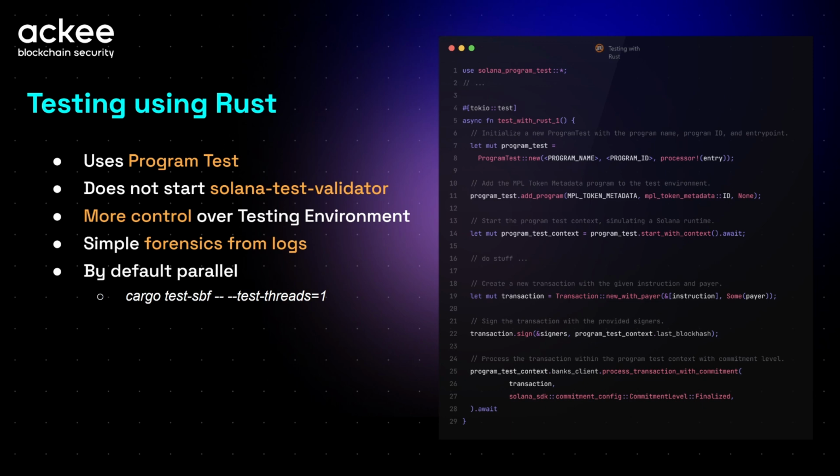The next point is simple forensics from logs. I like this feature. Basically, when you run the tests, you can immediately see the logs of the tests in the command line interface. So you can immediately see the panics, errors, where the instruction failed, if the instruction succeeded, and so on. I would say this is really great for testing purposes. This is kind of similar to the Anchor framework, as Anchor also stores these logs somewhere.